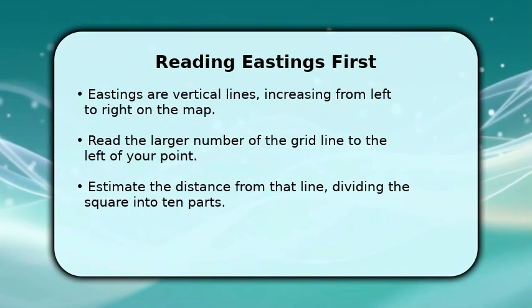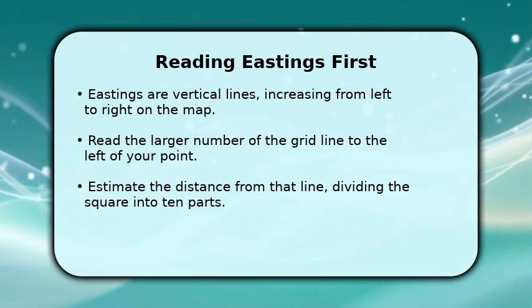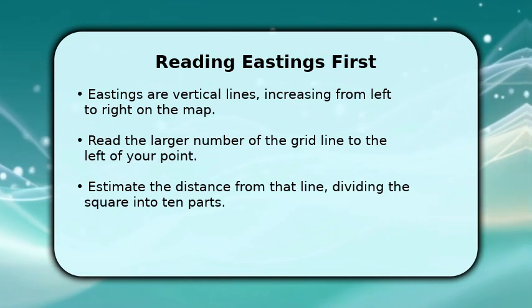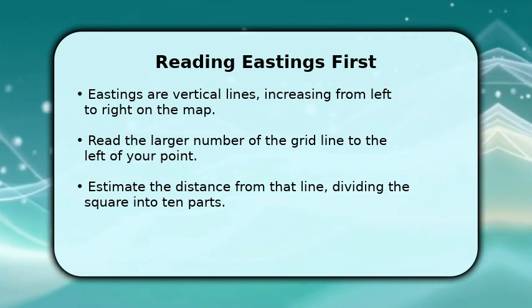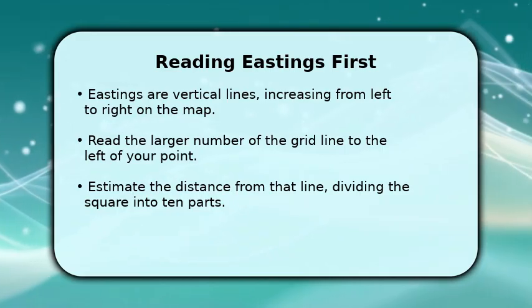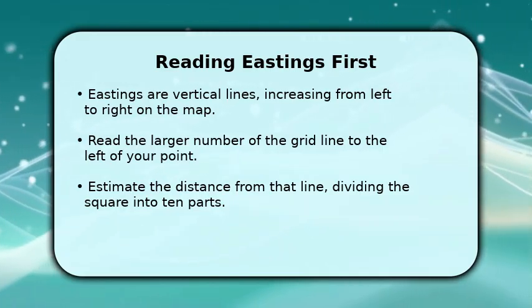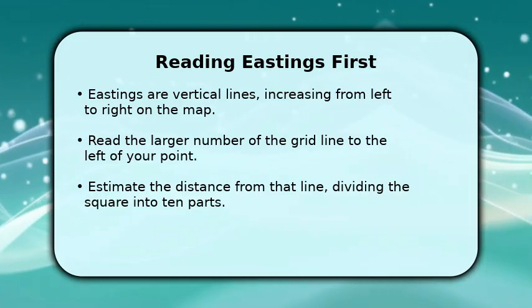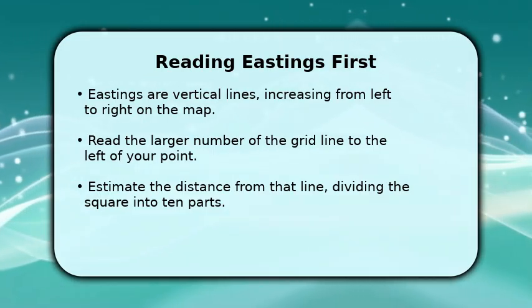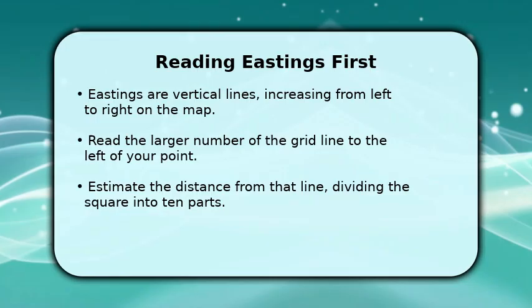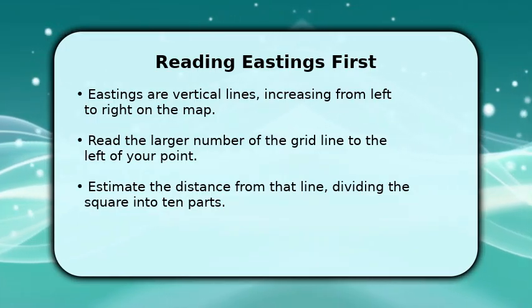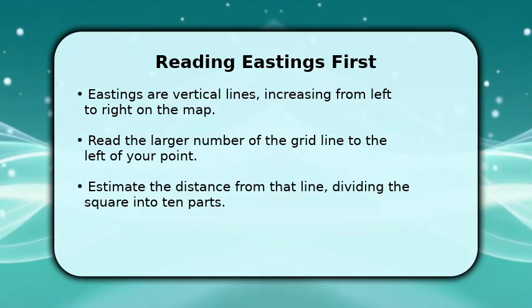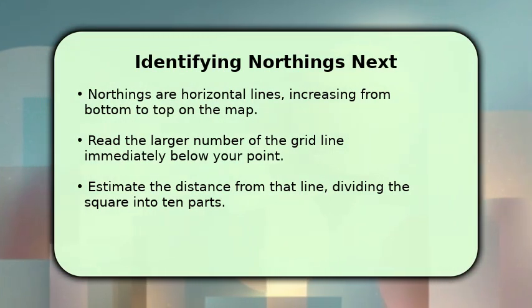To begin, we first locate the eastings. These are the vertical lines running across your map, numbered along the bottom or top. Always read these numbers from left to right. Find the easting line immediately to the left of your desired location. Then, mentally divide the 1,000-meter square into 10 equal parts from left to right, estimating your point's position within that division.